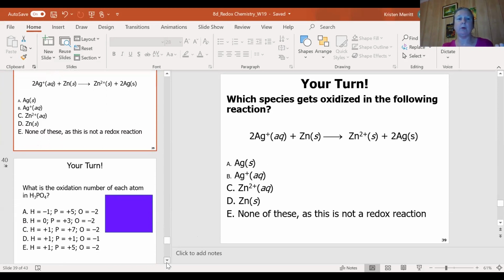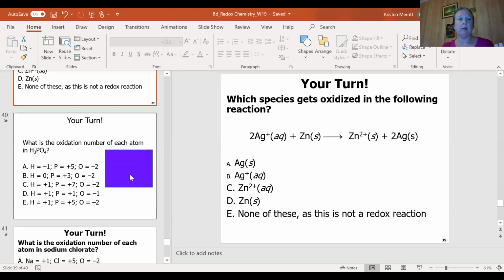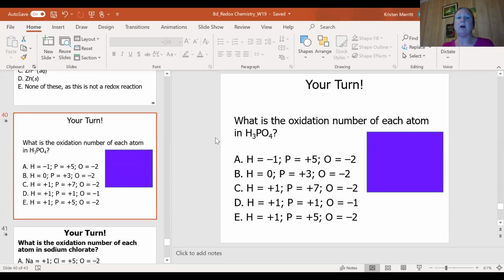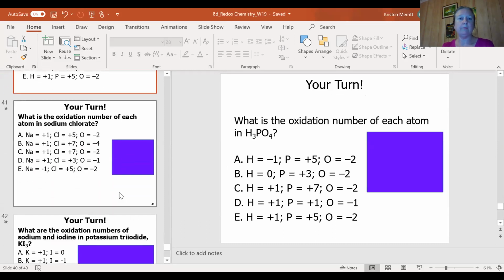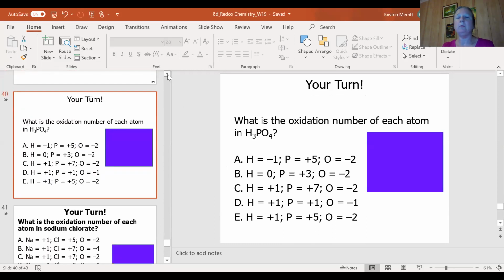So it's always going to be one of the reactants. Okay. This one says, what's the oxidation number? So this one, I want you to work this out and I'll tell you the answer.